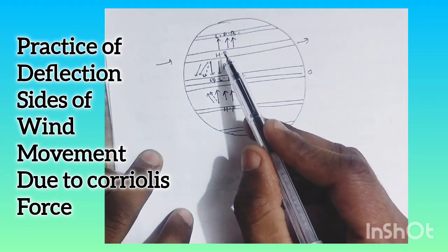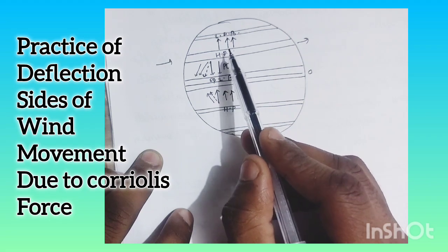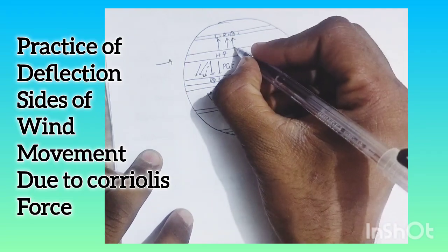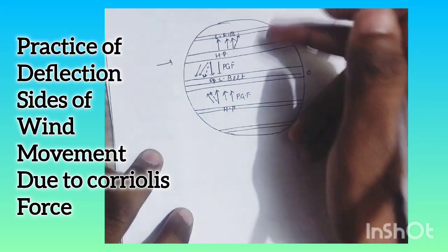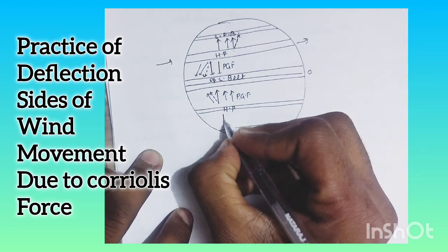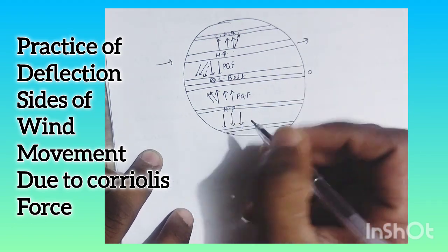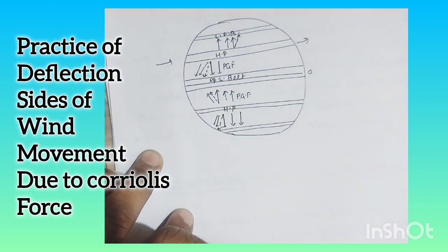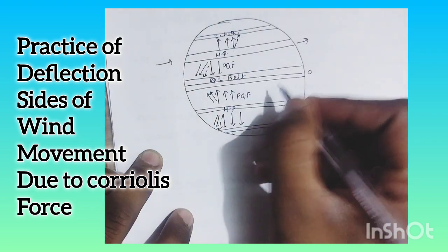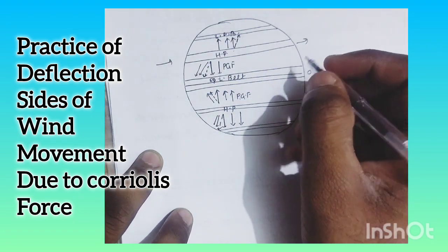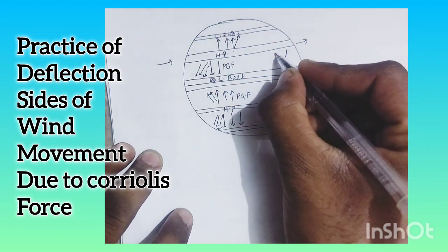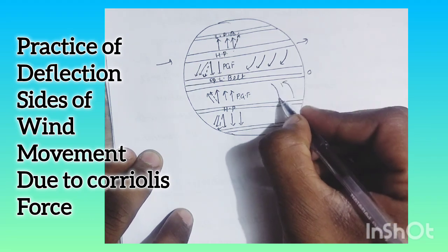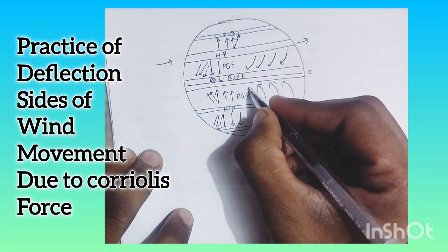Why will they move? Due to the pressure gradient force. When we move from high pressure to low pressure area, they will be deflected towards their right direction. In the northern hemisphere they will deflect toward their right, but in the southern hemisphere they will get deflected toward the left. Understand? The actual diagram which we see in the books is like this.